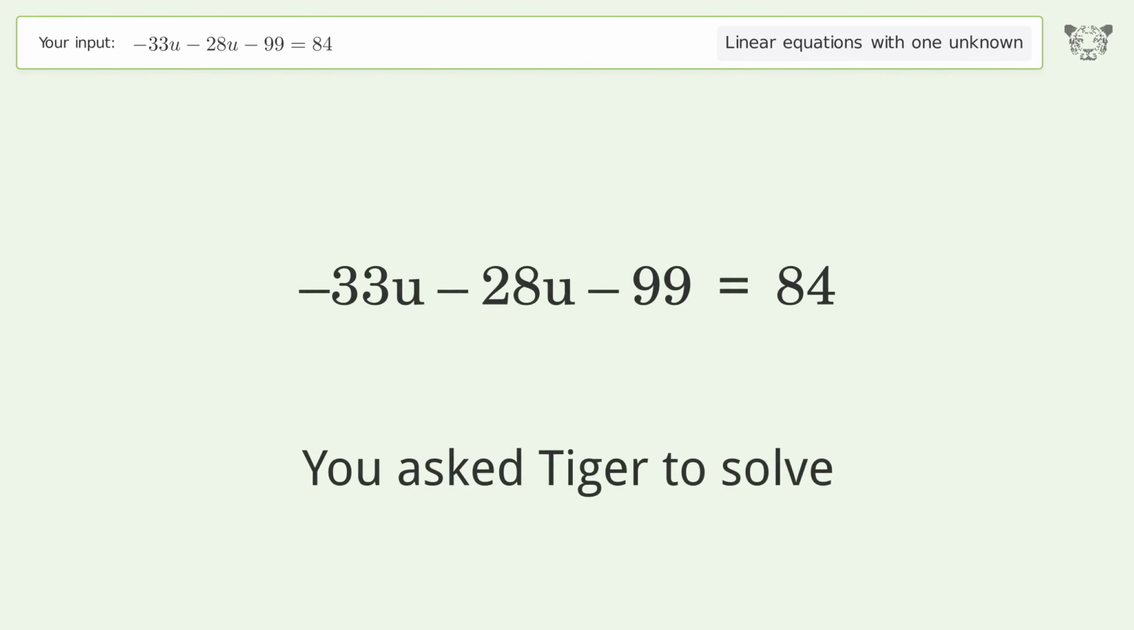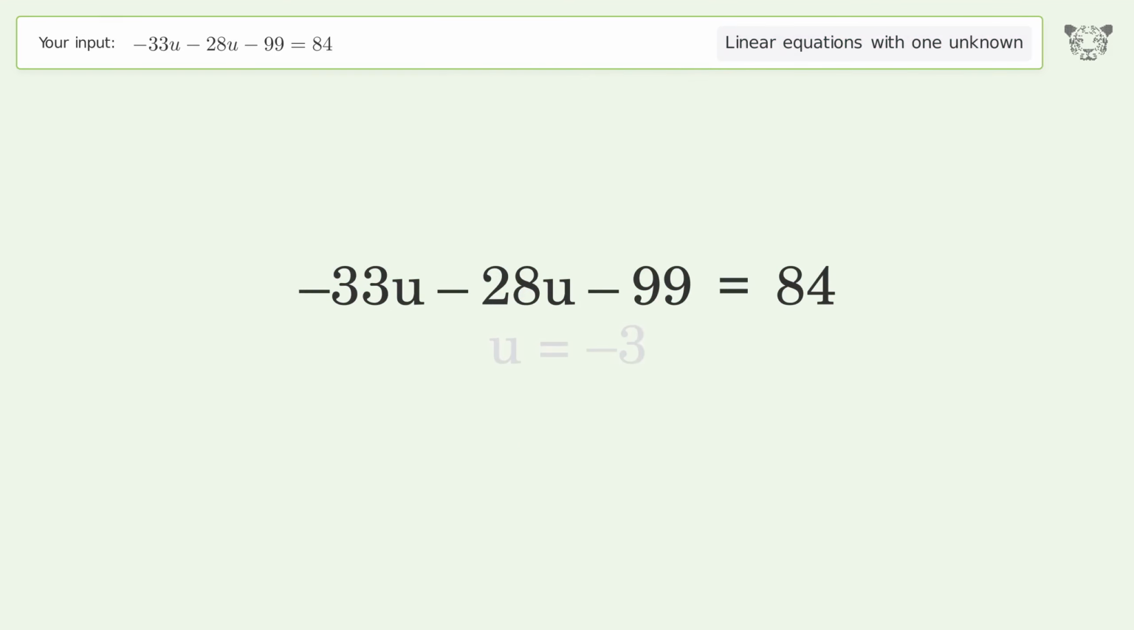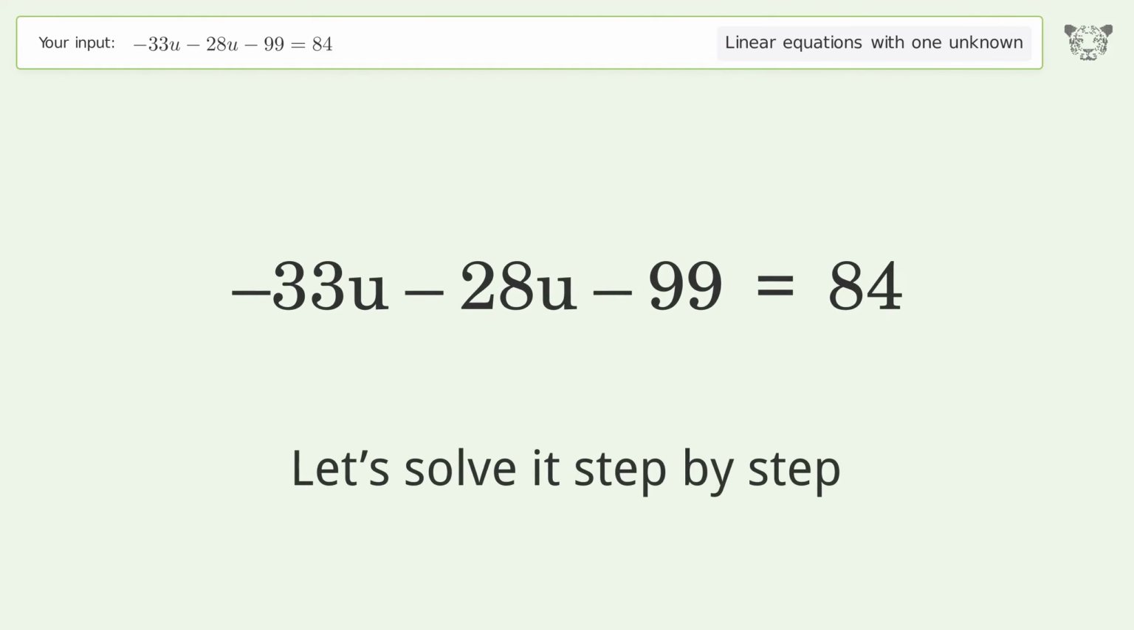You ask Tiger to solve this. This deals with linear equations with one unknown. The final result is u equals -3. Let's solve it step by step.